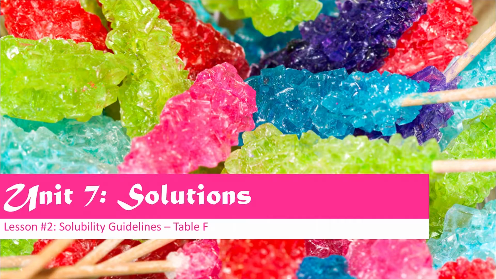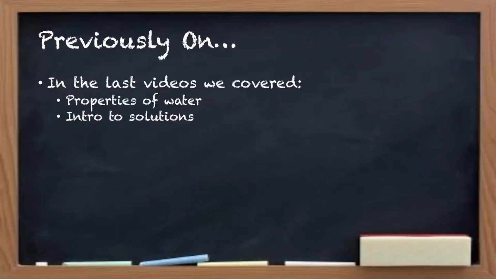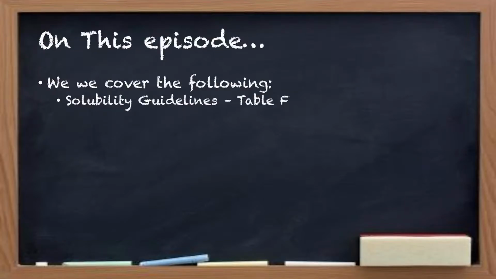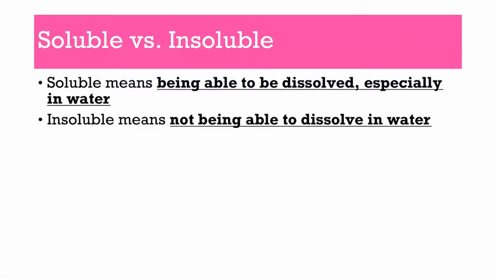Hey everybody, welcome back. This is lesson 2 in our unit 7, and today we're going to be talking about solubility guidelines, which can be found on table F of your chemistry reference table. So in the last video, we talked about properties of water and introduced all the very many words that look and sound the same of solutions. And so today we're going to take a closer look to see if something is soluble or not. So again, that's solubility guidelines, table F on your chemistry reference table.